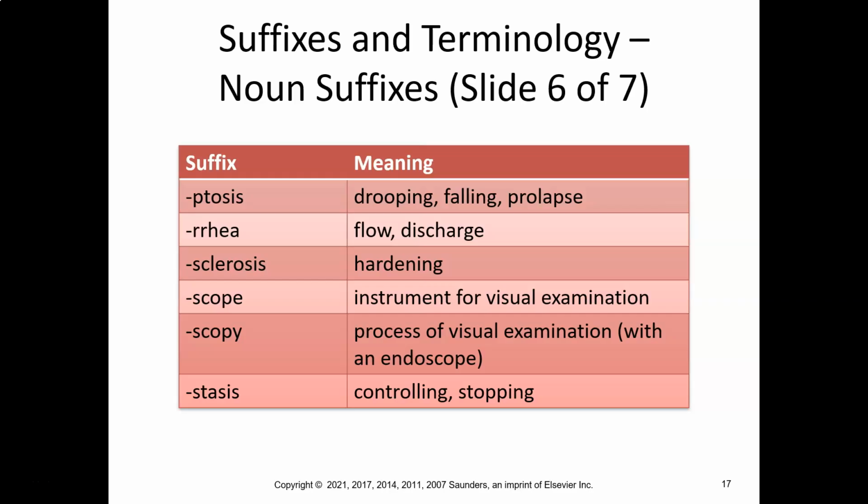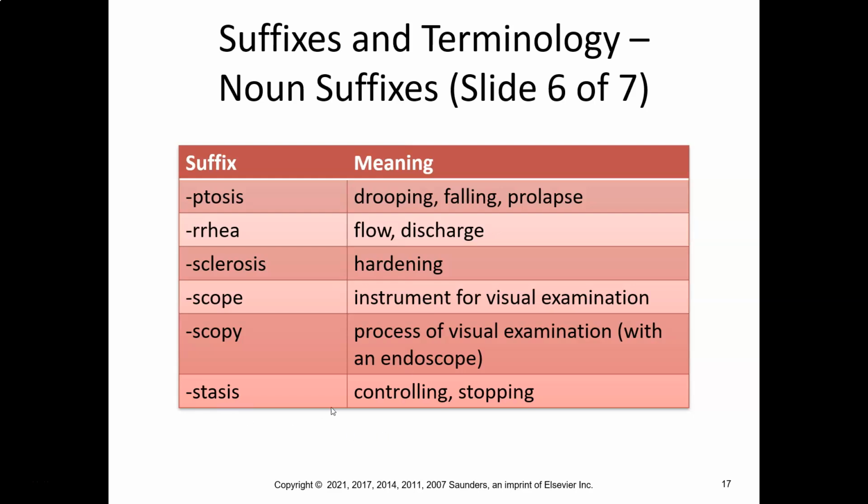Ptosis means drooping, falling, prolapse. So visceroptosis is drooping, sagging of the internal organs. That can occur. Rhea, flow or discharge. You've heard of diarrhea, of course. That's a flow or discharge. Sclerosis, hardening. So arteriosclerosis would be hardening of the vessels. Scope, instrument for visual examination. So laparoscope, endoscope. Scopy is the process. Remember that you add a Y there, and it's the process of examination. So laparoscopy is the process, but a laparoscope is the instrument.